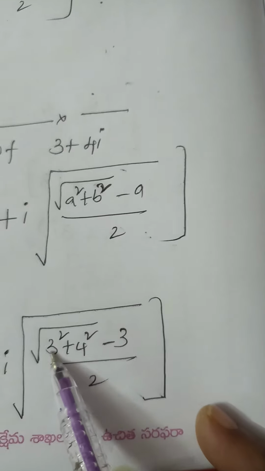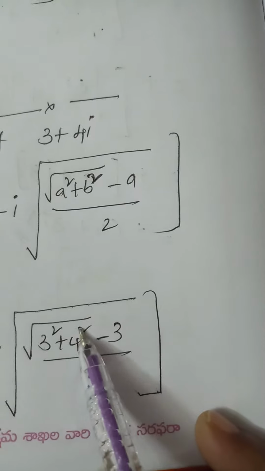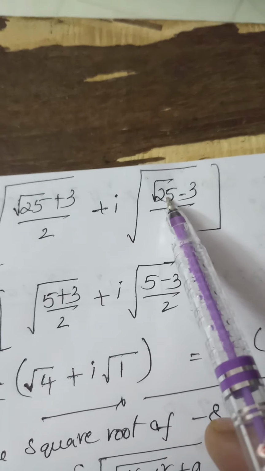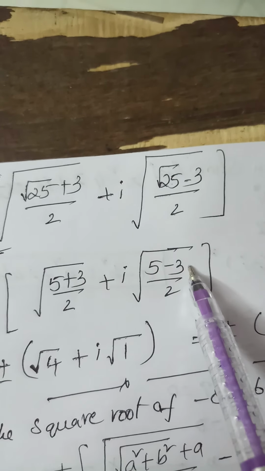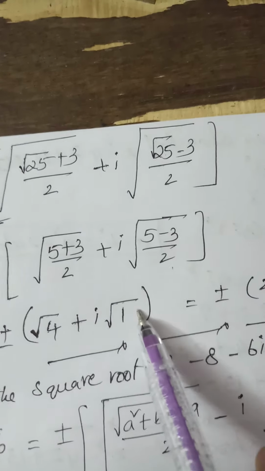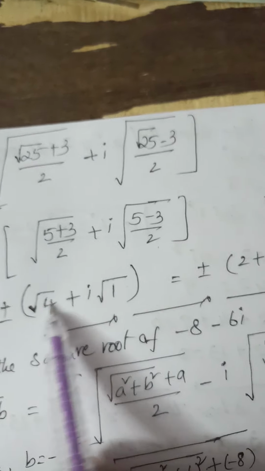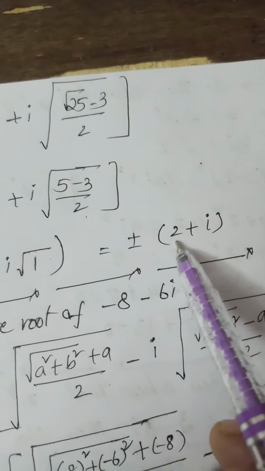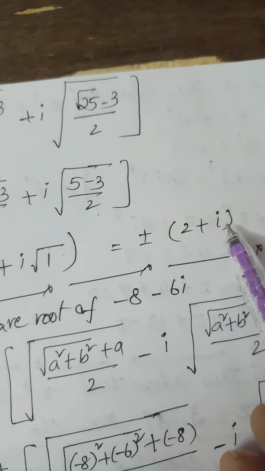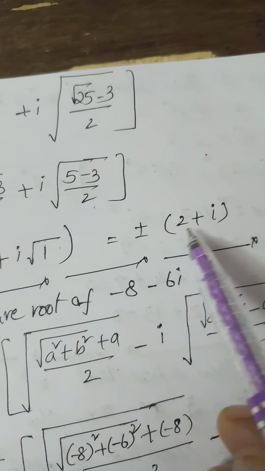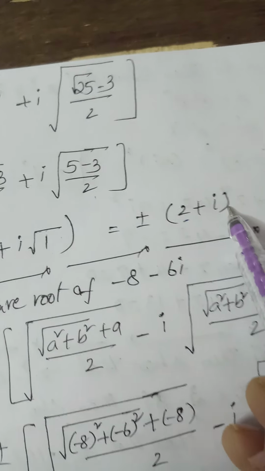Okay. Here also, look at here. Here also same. 3 square. 3 3 is a 9. Plus 4 square. 4 4 is a 16. What is 16 plus 9? Root 25. And what is square root of 25? 5. 5 minus 3 is 2. What is 2 by 2? 1. What is square root of 1? Square root of 1 is 1. And square root of 4 is 2. So the square root of root 3 plus 4i is plus or minus 2 plus i. So real part is 2 and imaginary part is 1.